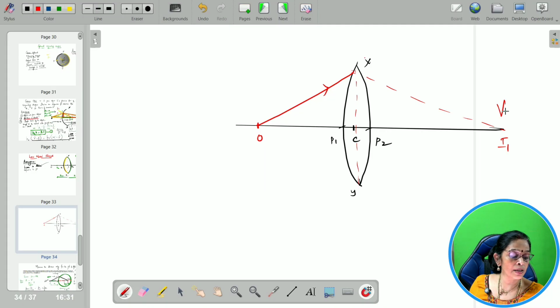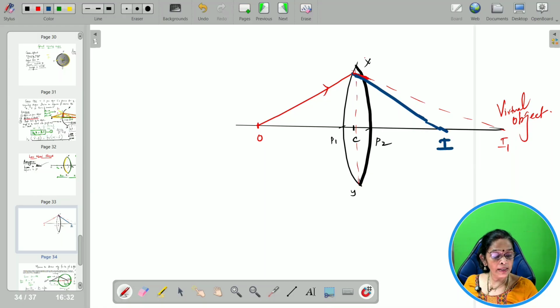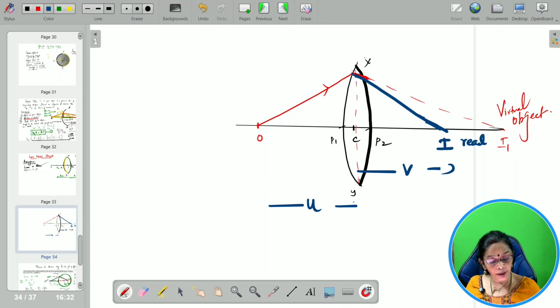This image is acting as a virtual object for the XP2Y surface. Since it is acting as a virtual object, you get a final image here. This final image is a real image. This distance you call V, and this distance you call U over here.